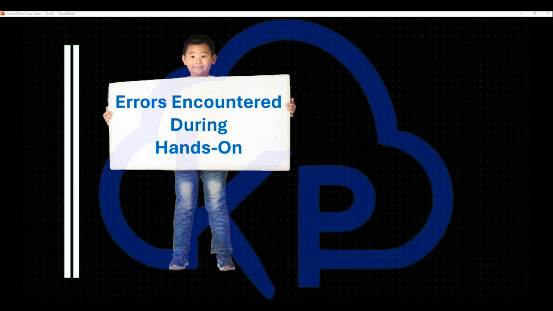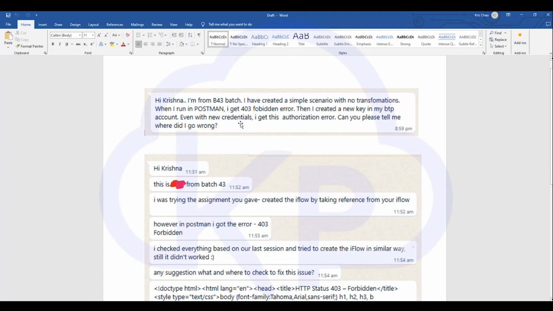So, recently we have started our new batch, and the consultants are in the process of working on the hands-on assignment. The very first scenario is where we want to send some request from Postman to our cloud integration using some HTTP methods, since we have used an HTTP adapter. When the consultants try to send the very first request to cloud integration, some of them are getting an error. Okay, so what's that error? That error is 403, forbidden error.